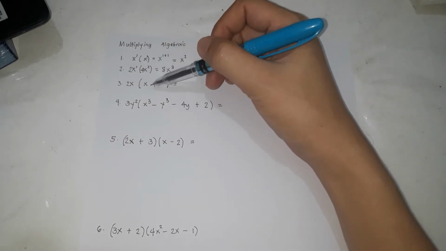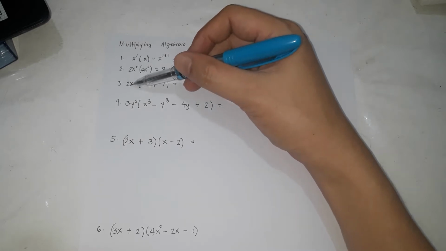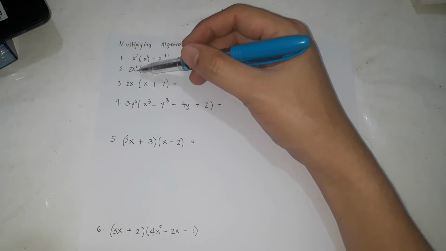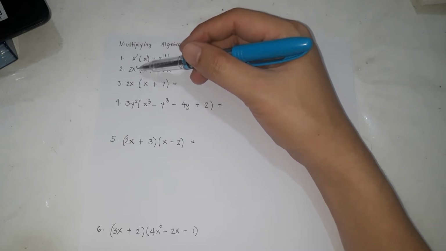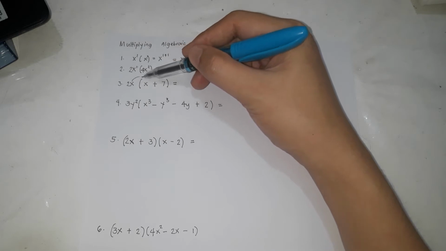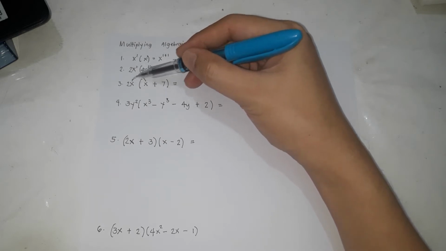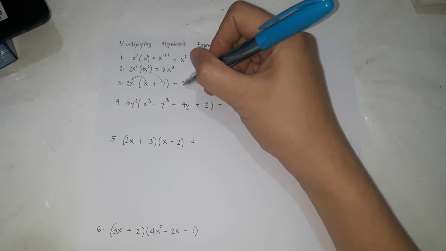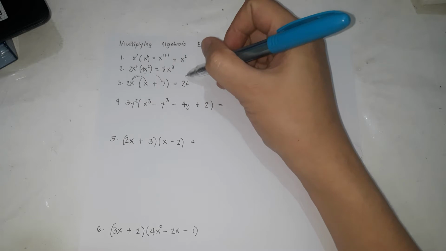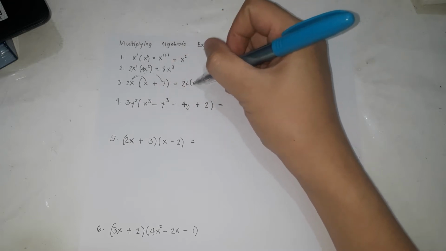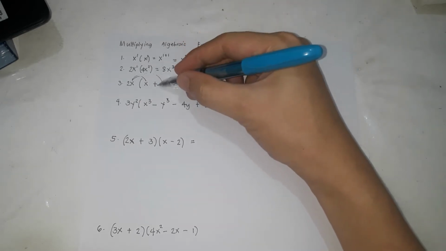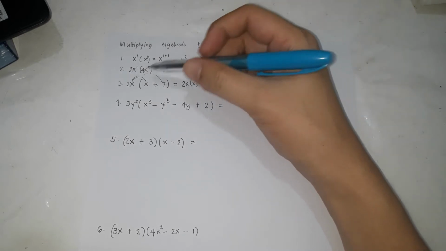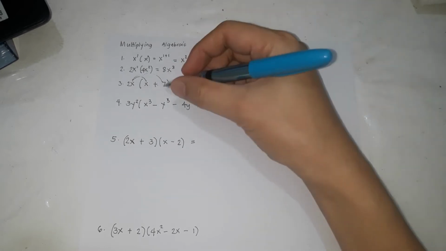Next, monomial by binomial. This is monomial, this is binomial, because there are two terms. So what you're going to do is use the distributive property of equality. You multiply first 2x by x, and then 2x by positive 7. You could do it like this: 2x multiply by x plus 2x multiply by positive 7.